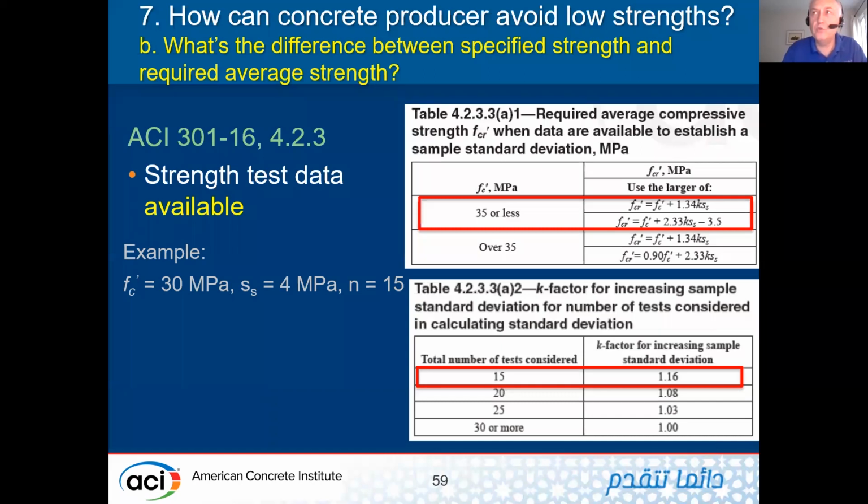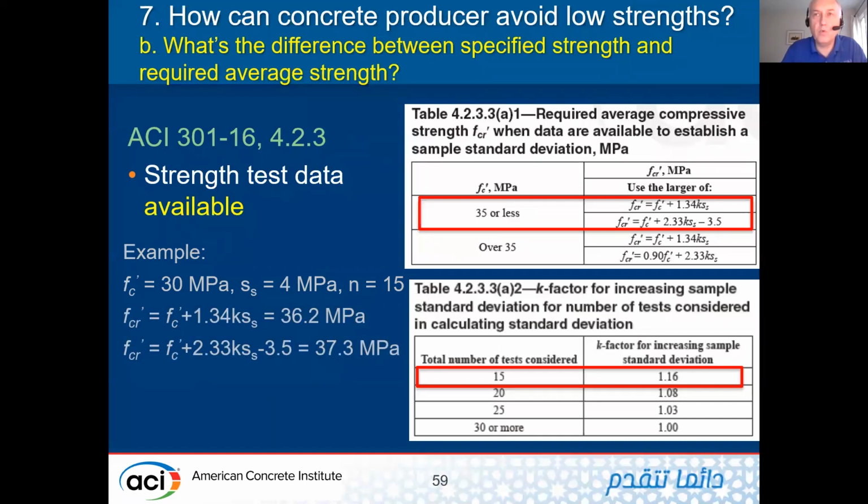We use those two formulas that you see in the first table, and we have to calculate them both. And once you have them both, you compare and you take the higher value. So this is your required average strength that is to be used in mixture proportioning design. Okay, so this is your target, 37.3, and that will guarantee that your specified strength 30 MPa concrete will not have a failure rate greater than 1%. Okay, statistically.